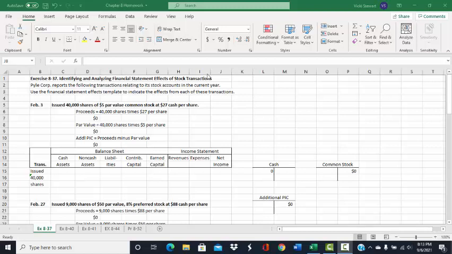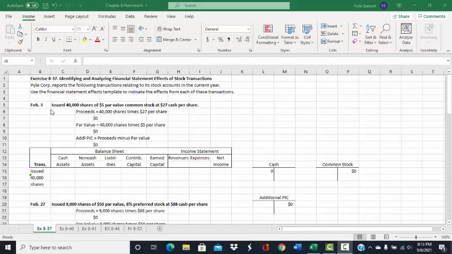This is a demonstration of exercise 837, identifying and analyzing financial statement effects of stock transactions. Powell Corporation reports the following transactions relating to its stock accounts in the current year, and the problem asks us to use the financial statement effects template to indicate the effects from each of these transactions.